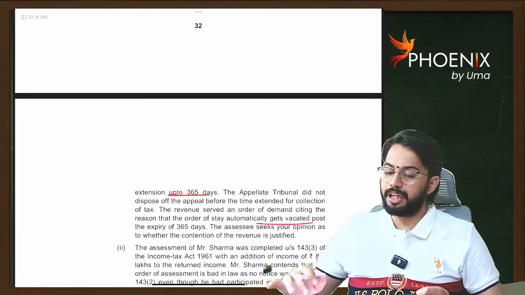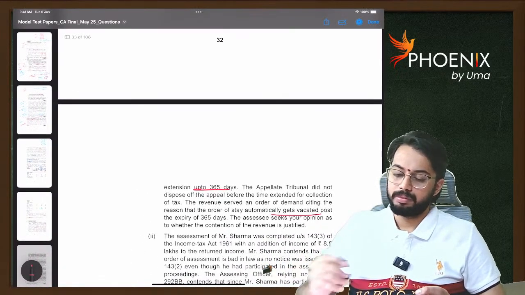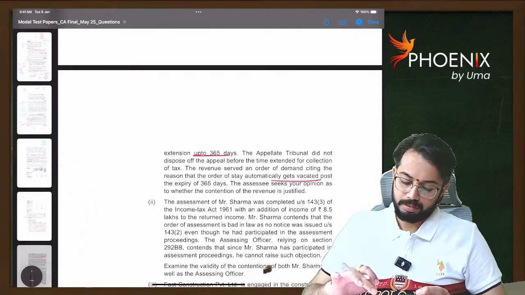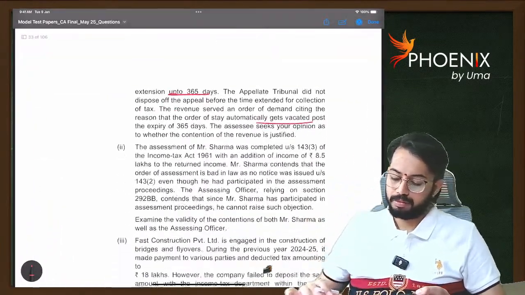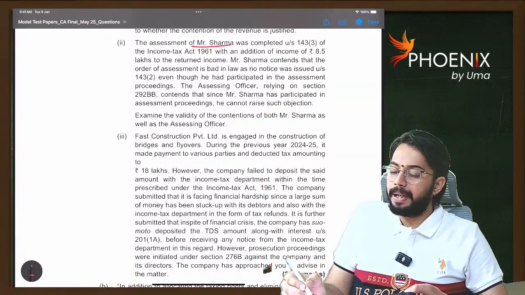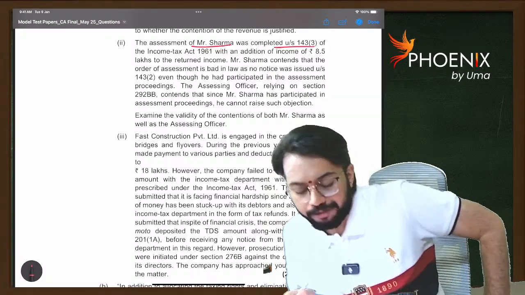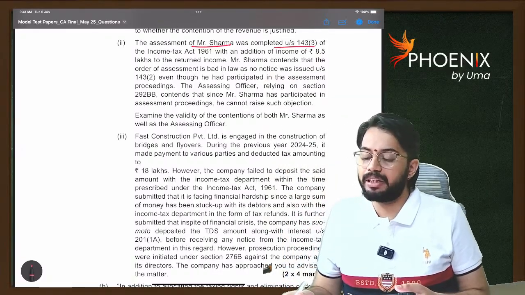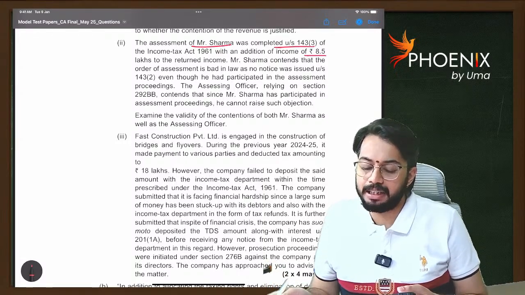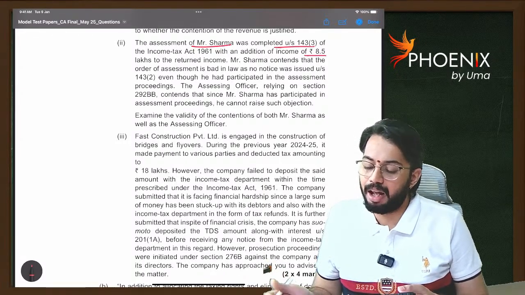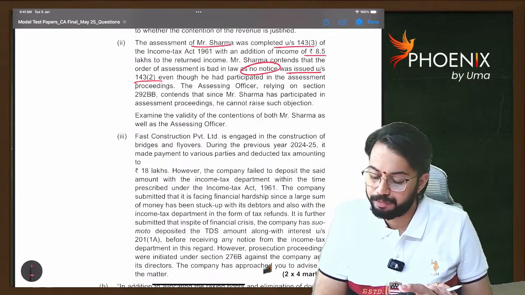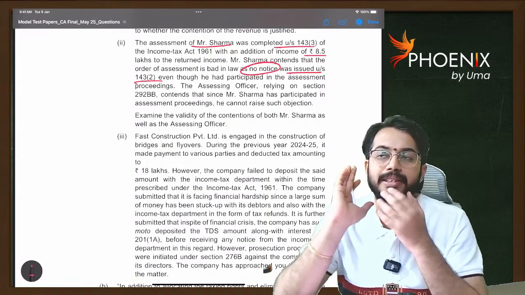Now, shall we see question 2? The assessment of Mr. Sharma was completed under section 143(3) of Income Tax Act 1961 with an addition of income of 8.5 lakhs. Mr. Sharma contends that order of assessment is bad in law as no notice was issued under 143(2). See, I will tell you this case.